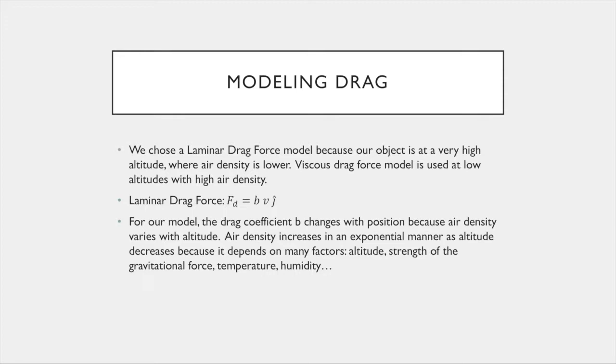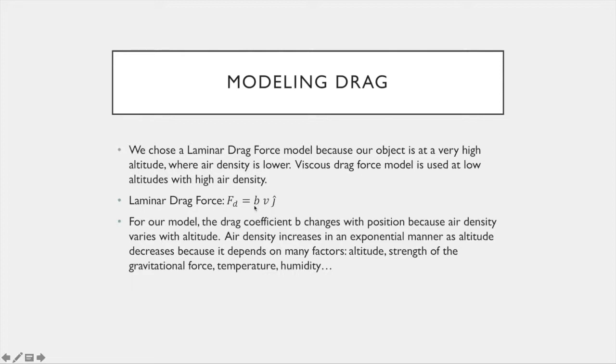We chose a laminar drag force model, which means that the drag force is proportional to the object's speed, because our object is at a very high altitude where air density is lower. A viscous drag force model, which means that the drag force is proportional to the square of the speed, is used at lower altitudes where the air density is higher.